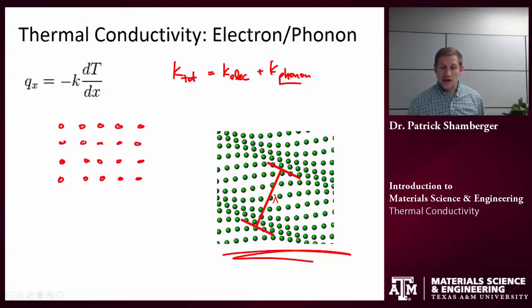Now the key thing here is that stiffer bonds tend to lead to higher phonon thermal conductivity. So if we think about something like that diamond example at the very beginning, even though the electronic contribution to thermal conductivity is quite small, there's a large phononic contribution.